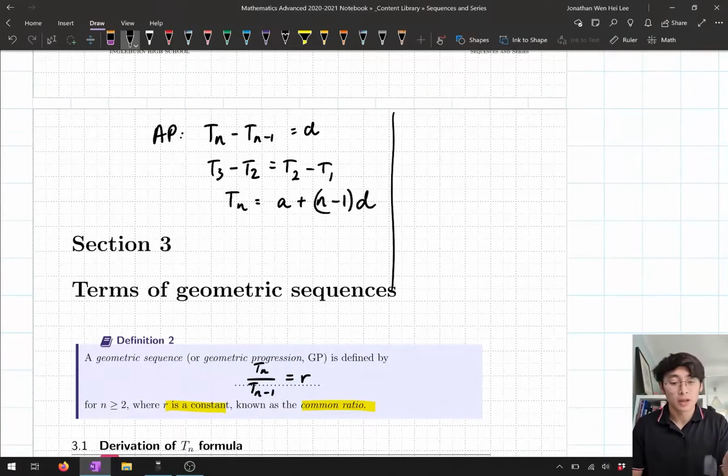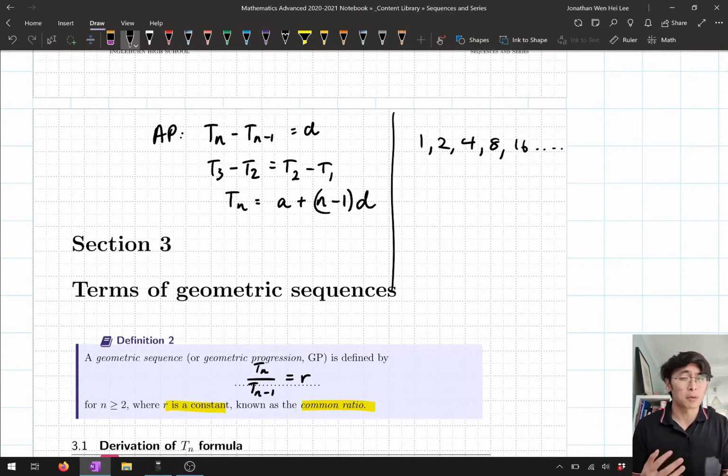So for example, if I start off with 1 and I had a geometric progression where I multiply by 2, that means that every time I go up, I multiply the previous number by 2. So for example, 1 times 2 gives me 2, 2 times 2 gives me 4, 4 times 2 gives me 8, 16, and so on. This is an example of a geometric progression. Each time we go up, we are multiplying by that common ratio of r.